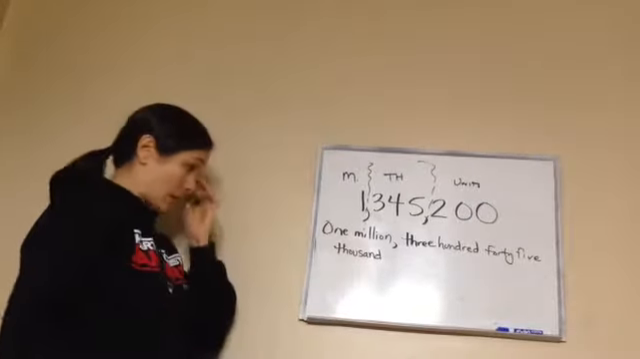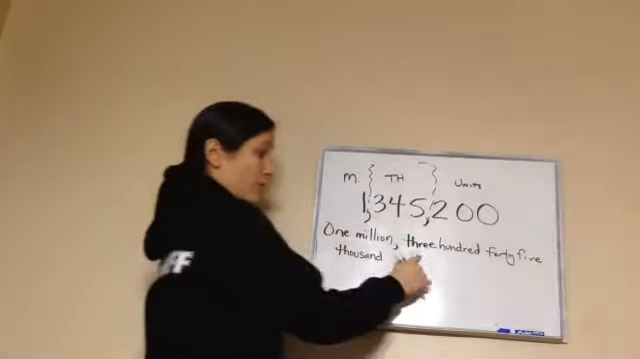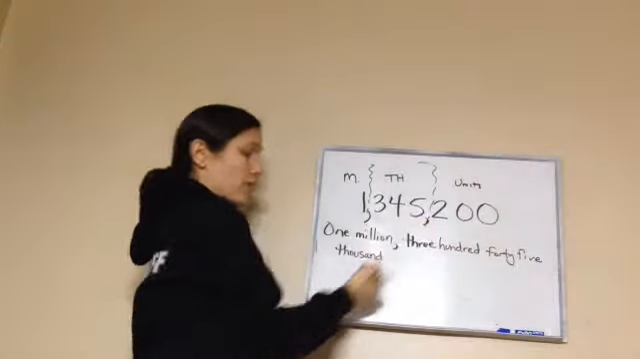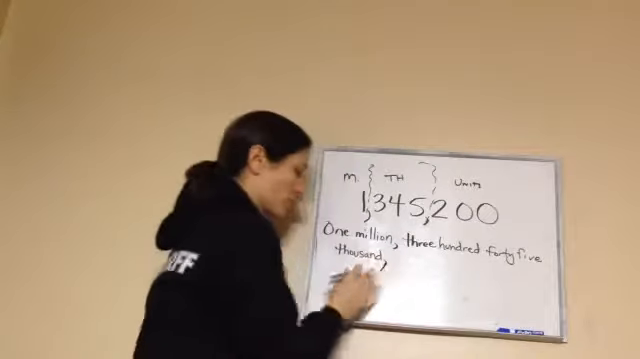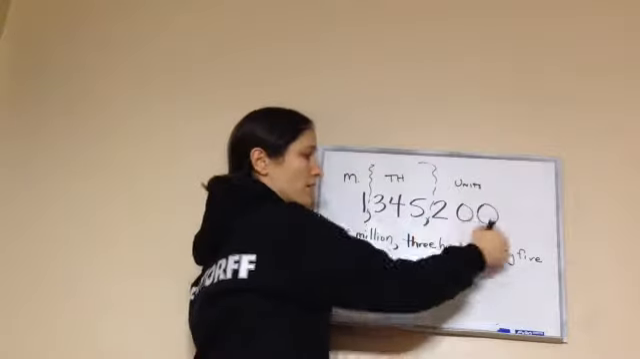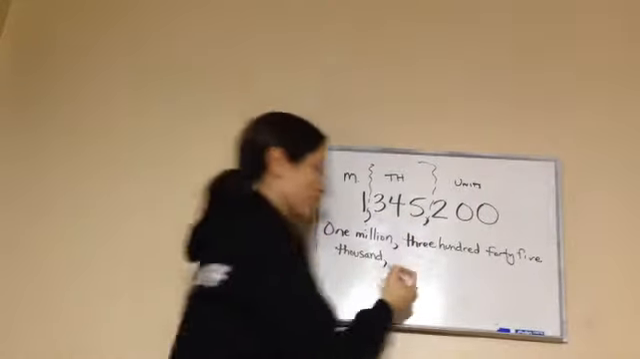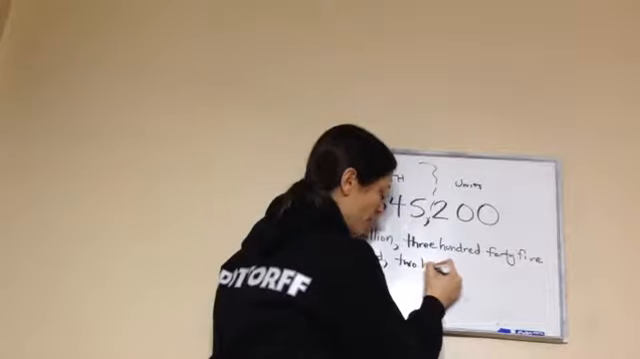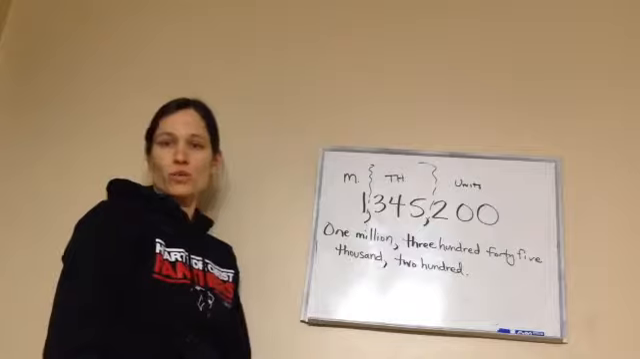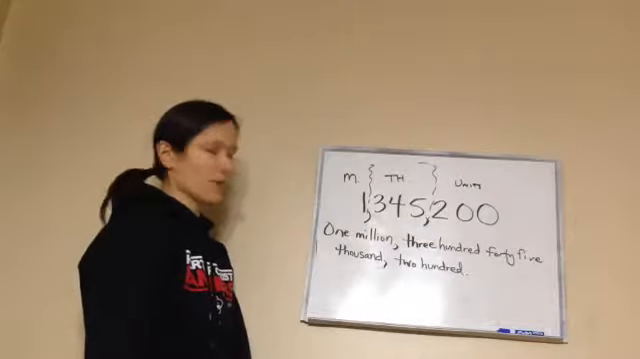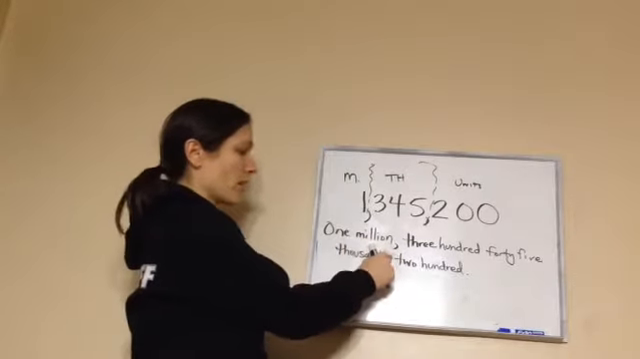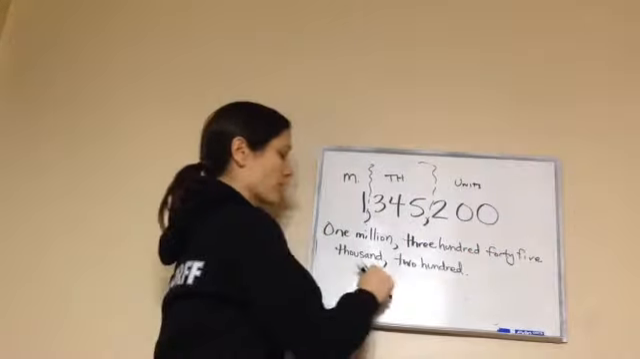Thousand. 345,000. And then you're going to put a comma after that group. Then I would say 200. Yep, and that's exactly what you would say. 200. And you never have to end with anything on the ones group, the units group. Put a period. Yep, you're done. So 1 million, comma, 345,000, comma, 200.